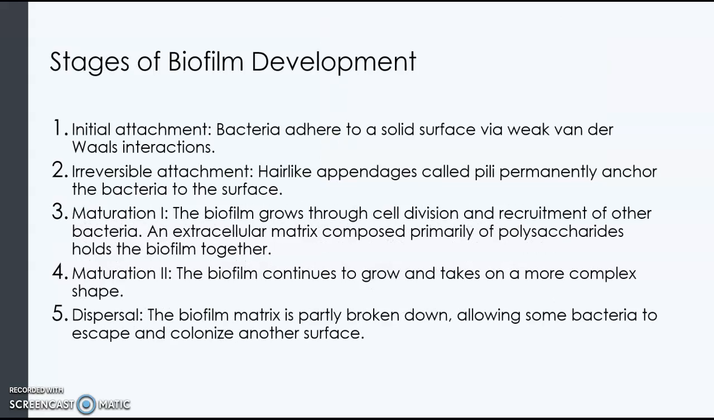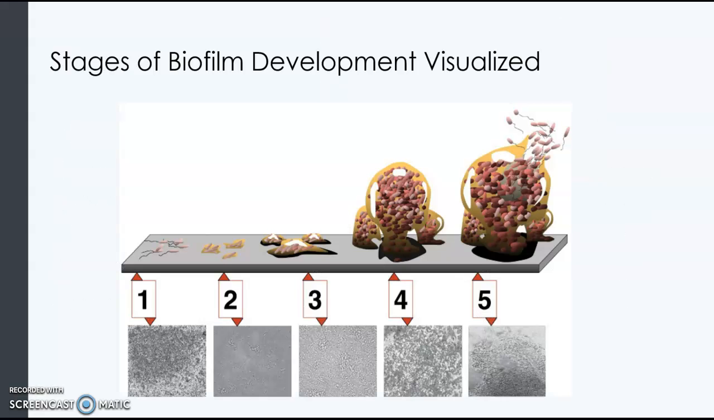Okay, so these are the stages of biofilm development. I'll show you the pictures first. You've got individual prokaryotes. These have flagella. And then the small groups of these prokaryotes are secreting the matrix. And then they're just building and building in steps 3, 4, and 5 until finally the biofilm becomes so large that some of the prokaryotes escape.